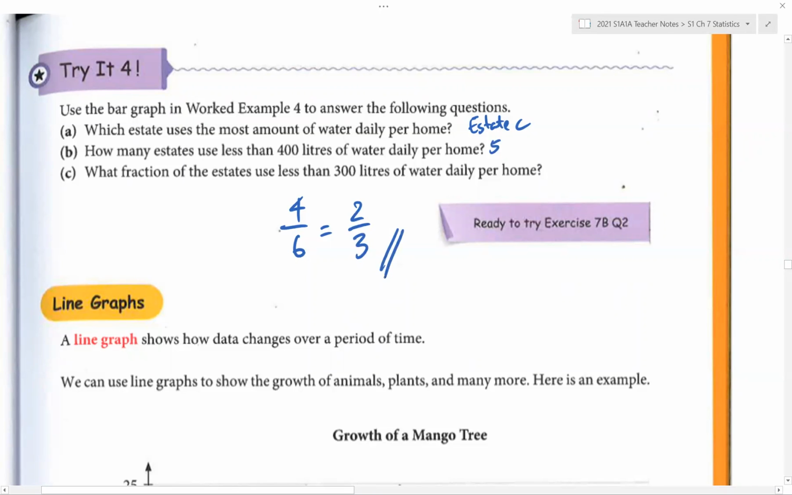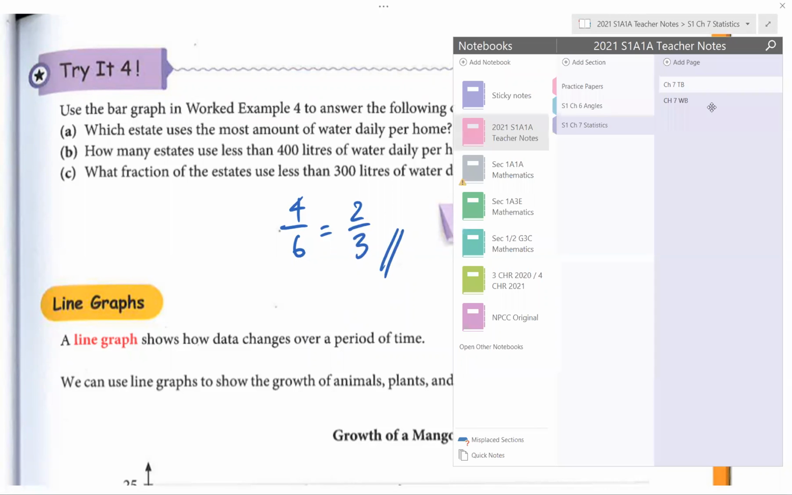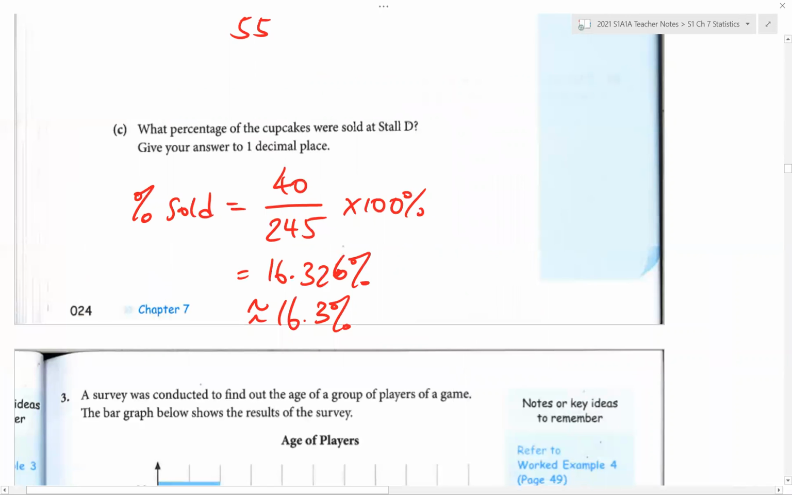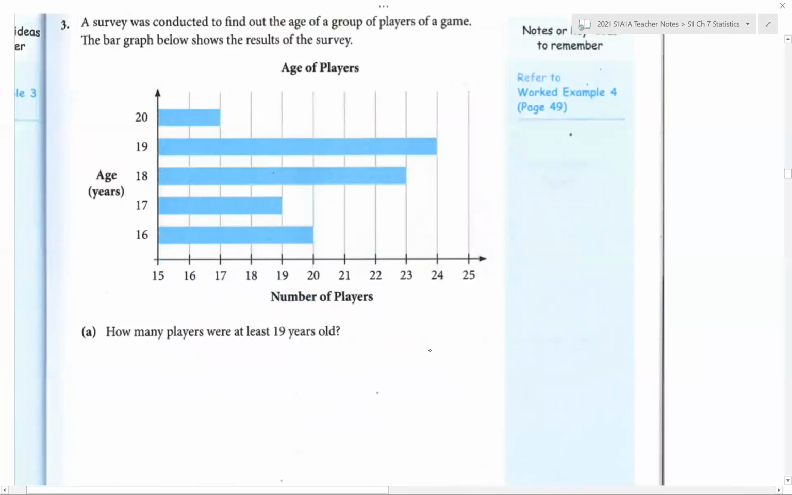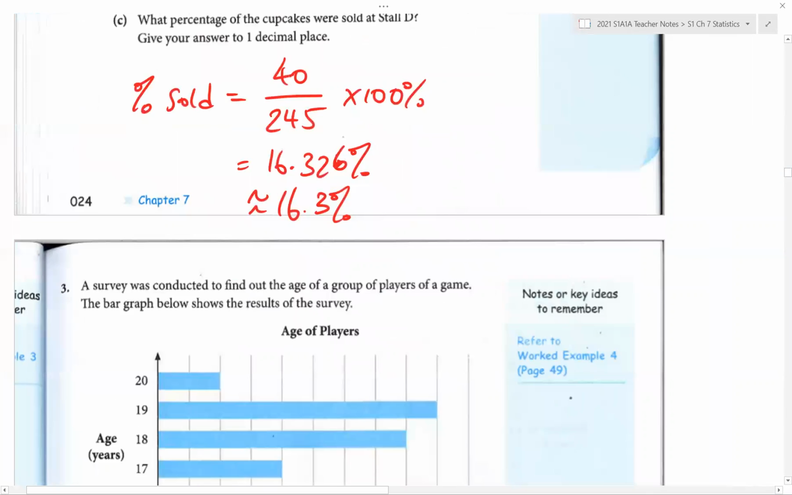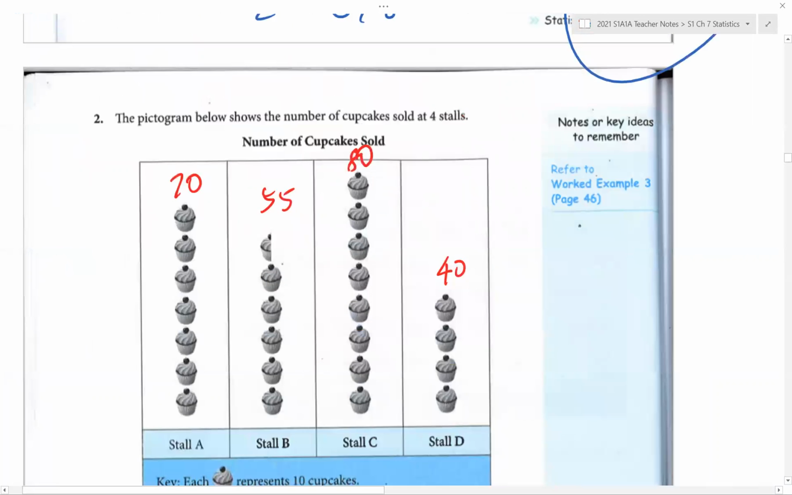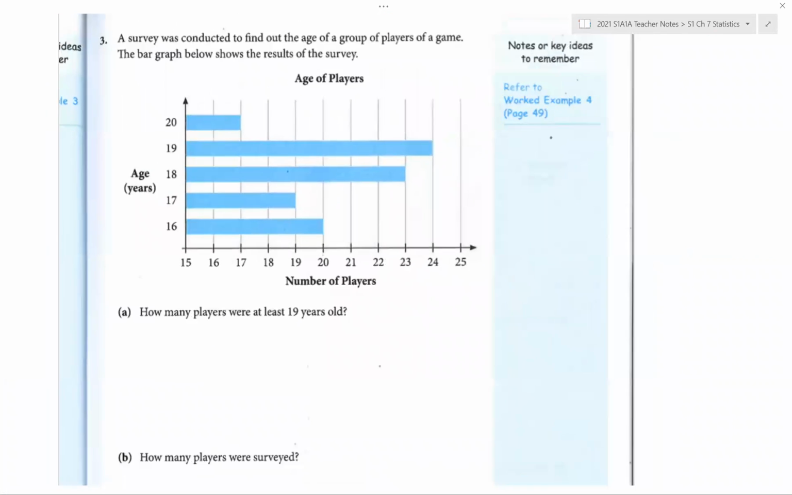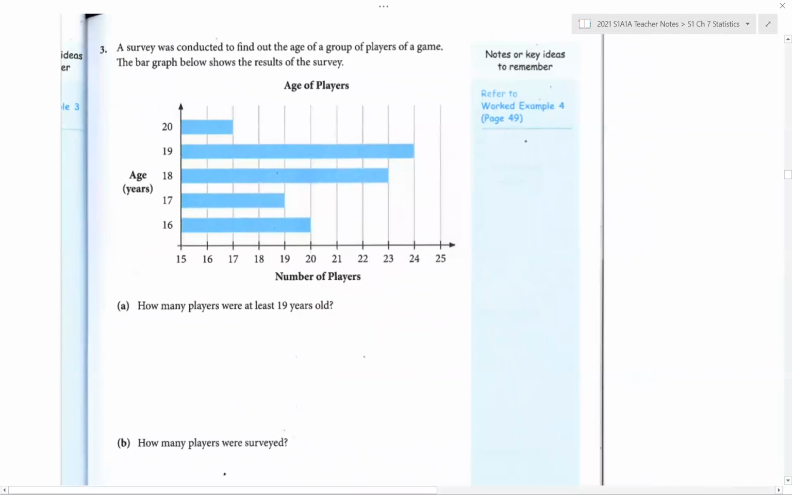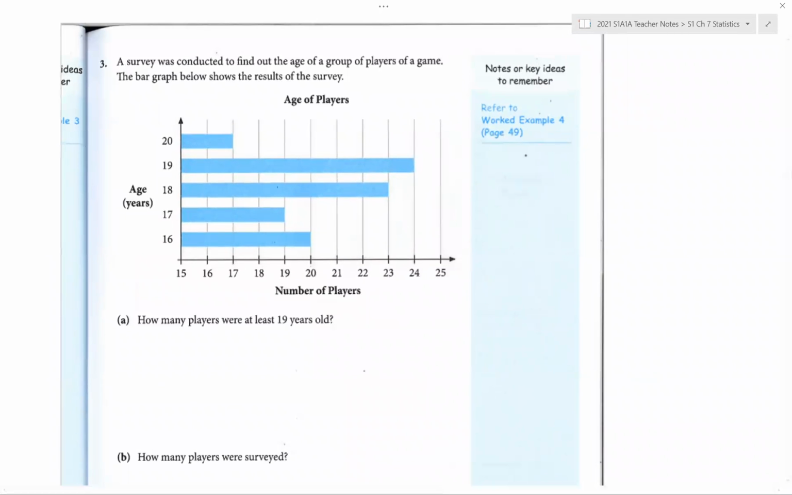So now we go on to workbook exercise 7B, question 2. It's question 3, sorry. Now we have horizontal bars. Try it yourself now.